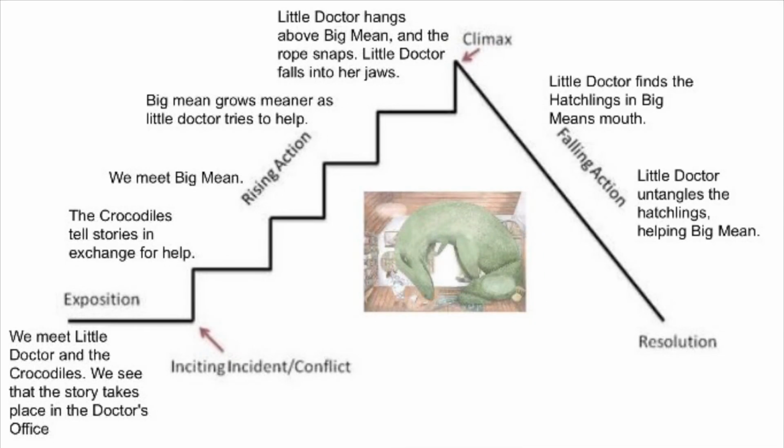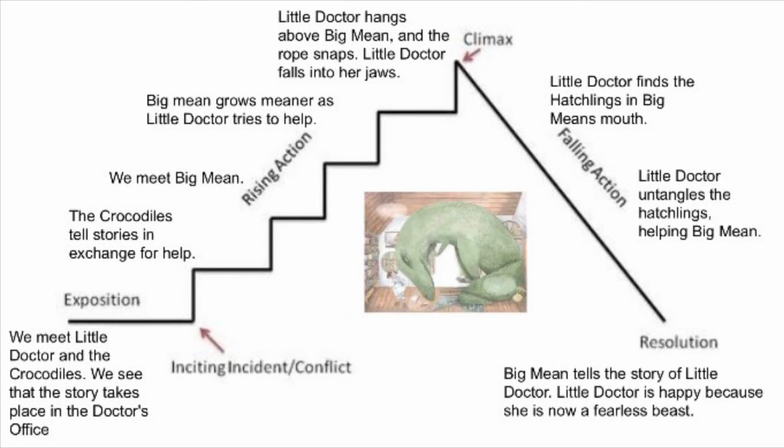After the climax, we have the falling action, which leads to our resolution. The falling action events are Little Doctor finds the hatchlings in Big Mean's mouth. Little Doctor then untangles the hatchlings, helping Big Mean. This leads to our solution to the problem. This leads to our resolution, where the problems are solved for the characters. Big Mean tells the story of Little Doctor. Little Doctor is happy because she finally believes that she herself is a fearless beast as well.